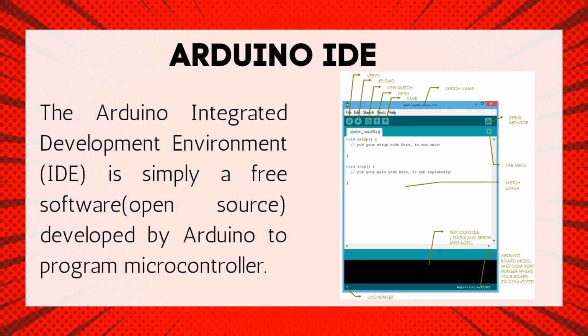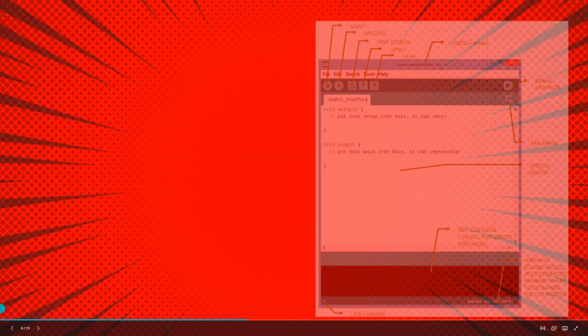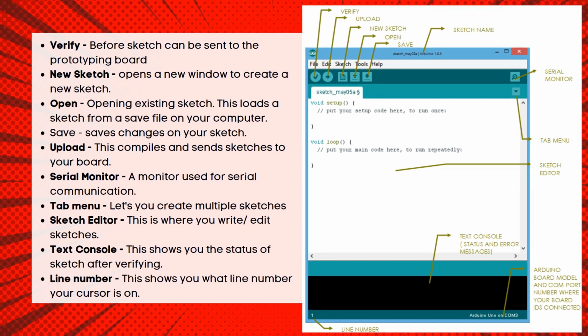The Arduino IDE or Integrated Development Environment is simply free, open source software developed by Arduino to program microcontrollers. Unlike many other microcontrollers and microcontroller platforms, Arduino simplifies the process of working with microcontrollers by developing its own software. This is called the Arduino Integrated Development Environment or the IDE. A sketch is the name that Arduino uses for a program. It is the unit of code that is uploaded and run on an Arduino board. The figure is the interface of the Arduino software.